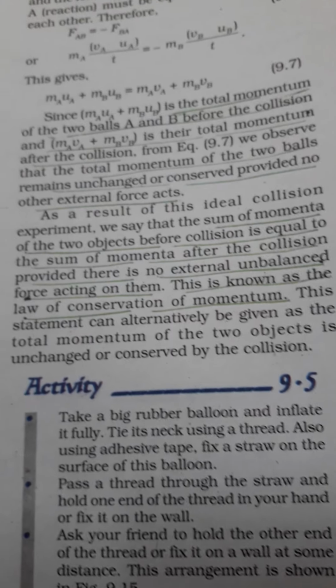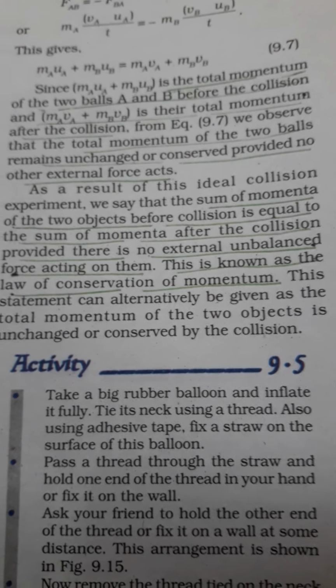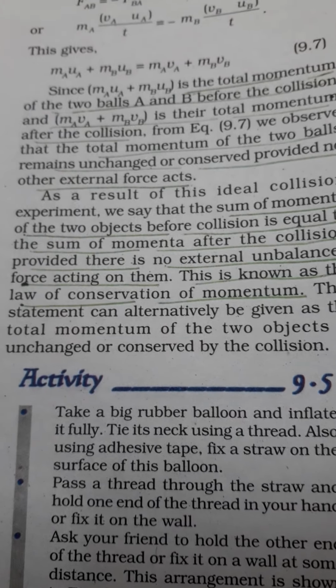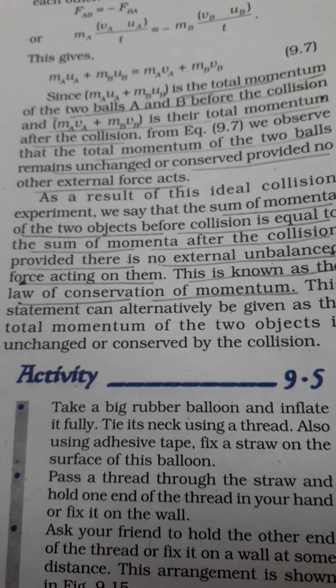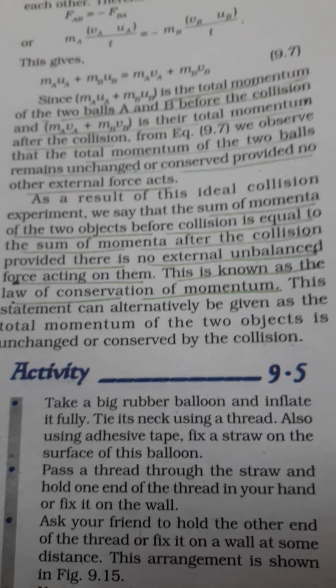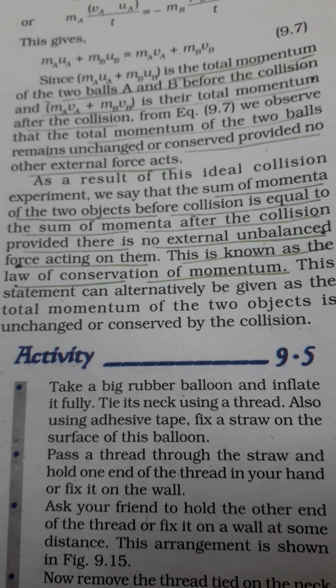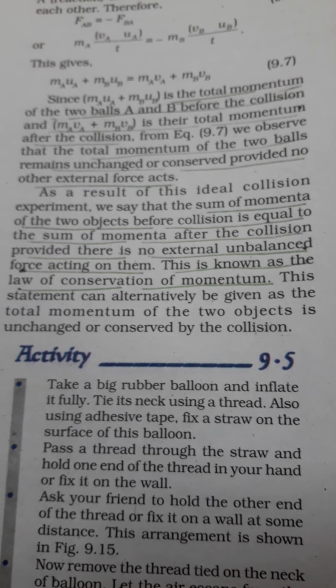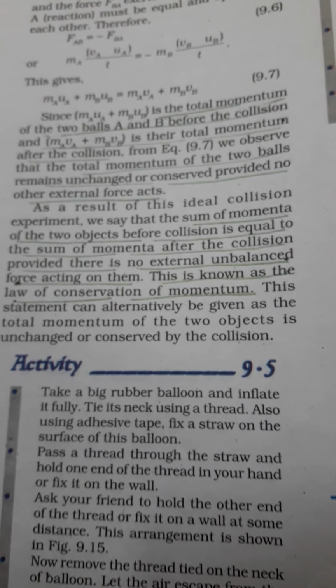So with this, we again see the law of conservation of momentum. The sum of momenta of two objects before collision is equal to the sum of momenta after the collision, provided there is no external unbalanced force acting on them. This is known as the law of conservation of momentum.